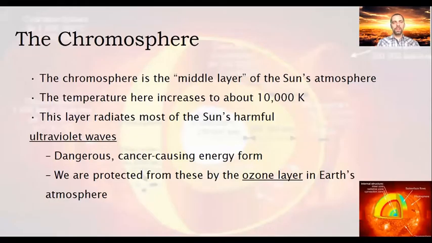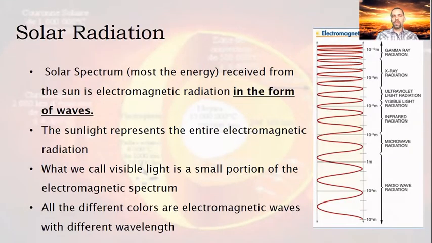The chromosphere is the middle layer of the sun's atmosphere. Here the temperature increases to about 10,000 Kelvin. This is the layer which radiates most of the sun's harmful ultraviolet waves. So the energy is developing in the core of the sun and it is radiated to the deep space from the photosphere and from the chromosphere. So we know already where the light is coming from.